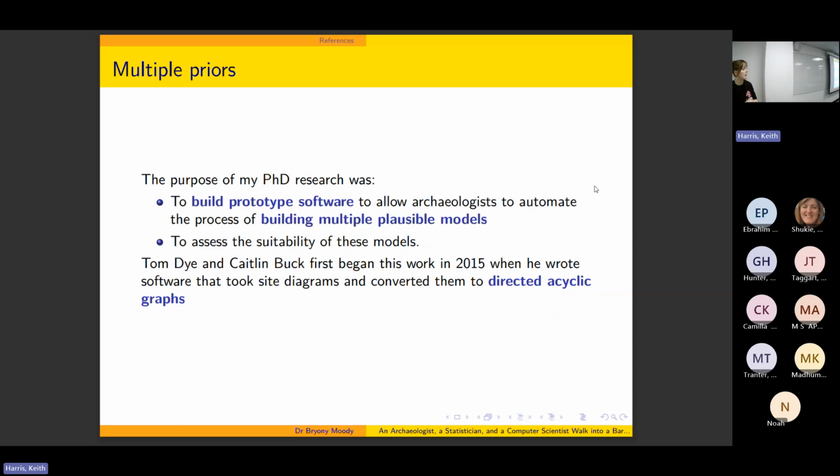Tom Dye is our collaborator out in Honolulu, and Professor Caitlin Buck is over in our department at the university. She originally worked in the INCAL working group, and then moved into this more Bayesian chronology construction area as part of her work that followed on from her own PhD back in 1996. They were the ones who first suggested using directed acyclic graphs, and that's what formed the funding application for my PhD.